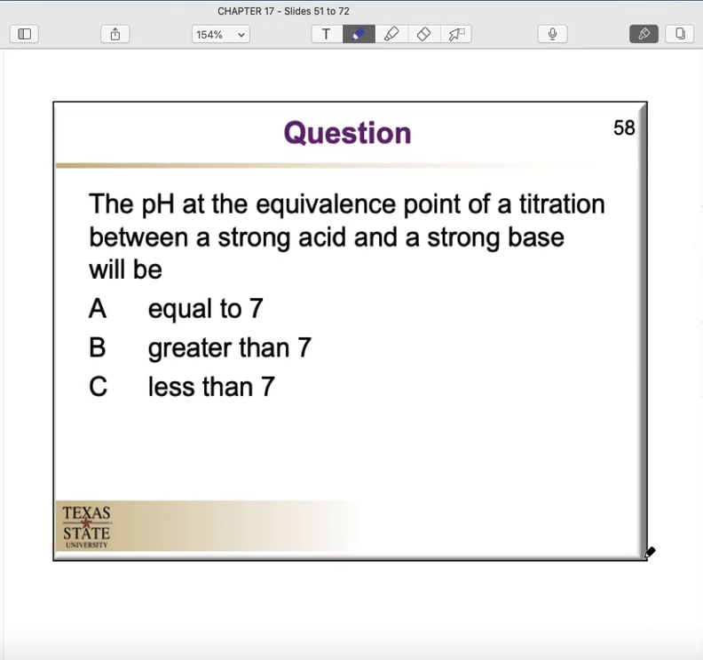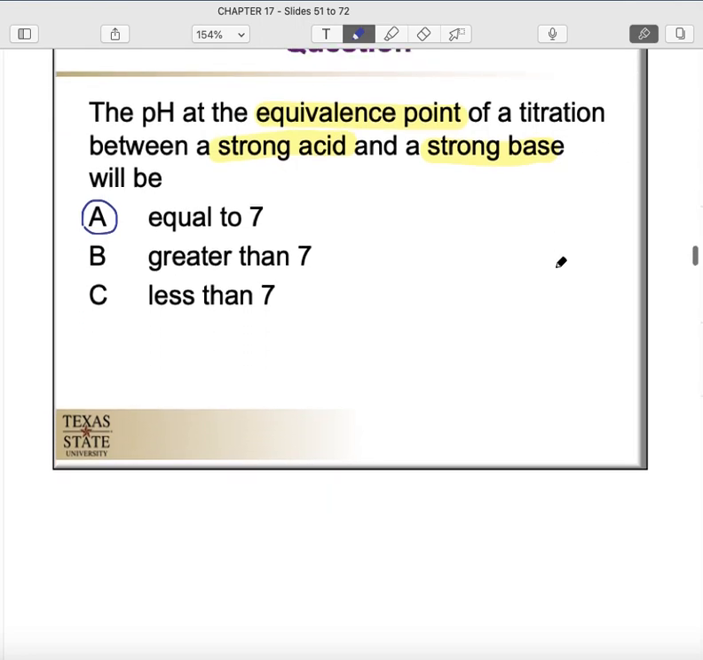Give it a try. The pH at the equivalence point of a titration between a strong acid and a strong base will be, and so the key thing here is that we're titrating a strong acid with a strong base. And we know that at the equivalence point for such a titration, the pH will be equal to 7, only for strong acid, strong base titration. All right, next question.